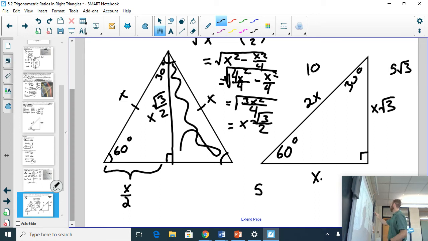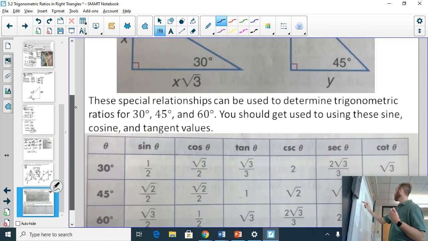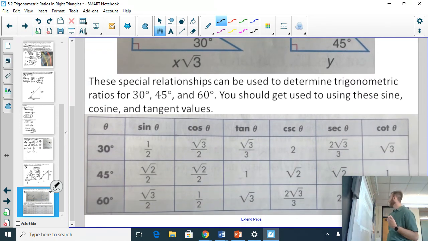So since we have this x, 2x, and x square root of 3, we can do the same thing to 45, 45, 90. And so notice here we're rewriting, we have the x, 2x, and x square root of 3. And we could do a similar thing with a 45, 45, 90, where we would get y, y, and y square root of 2. And this leads to a table that you can do very easily.